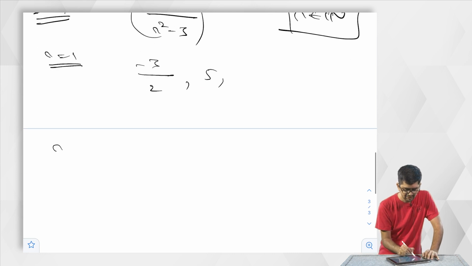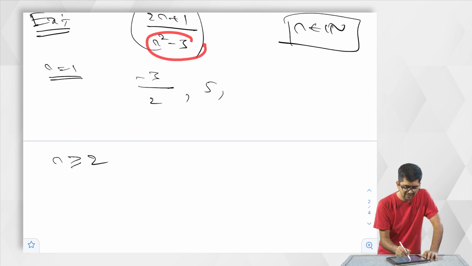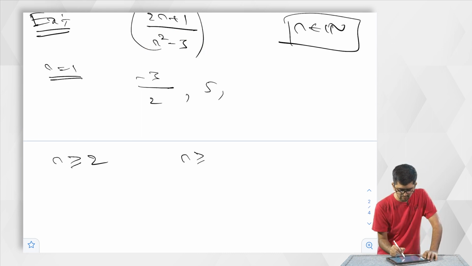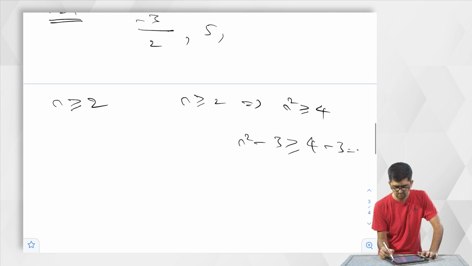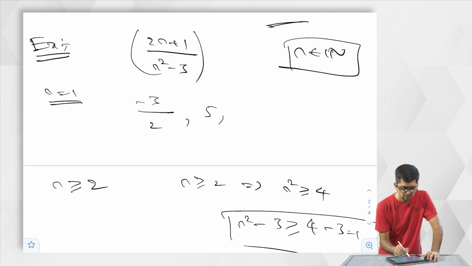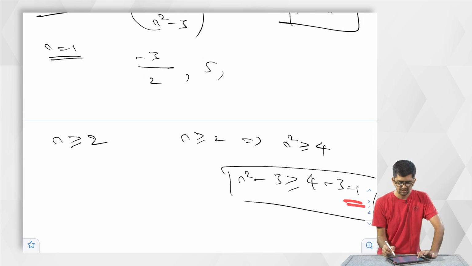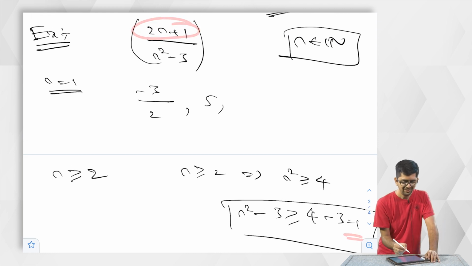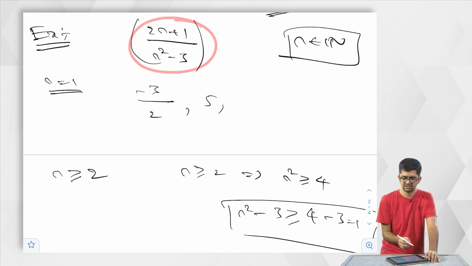Suppose n is greater than or equal to 2. This says this element is already positive. n greater than or equal to 2 implies n squared is greater than or equal to 4. n squared minus 3 is greater than or equal to 4 minus 3, that is 1. So this denominator is already positive, it is greater than 1, and this is already positive. So once I cross 2, every element in this sequence is positive.